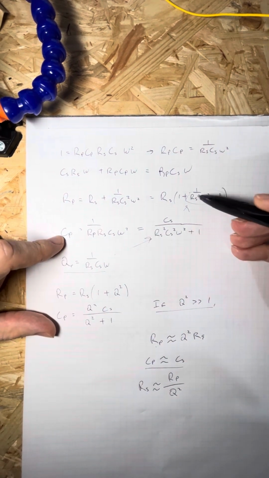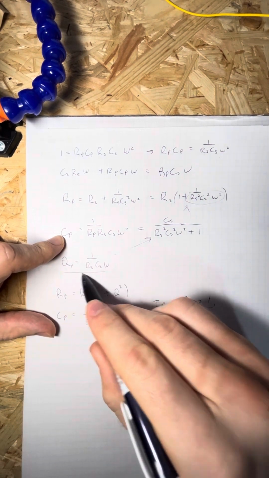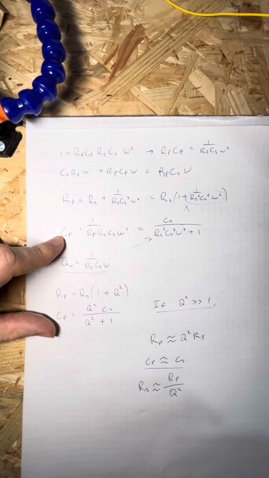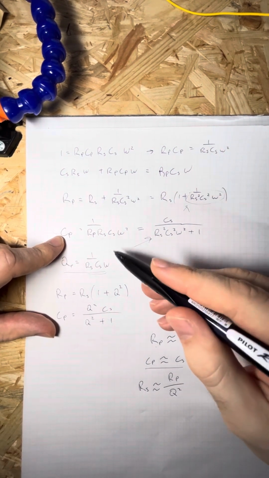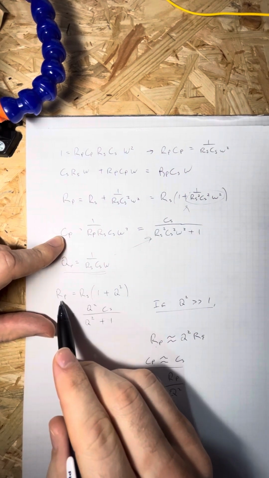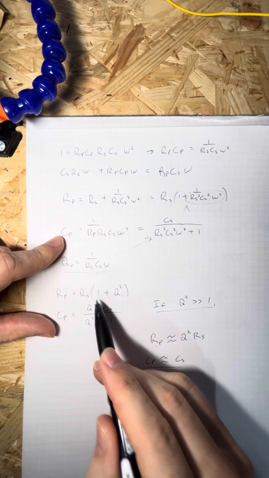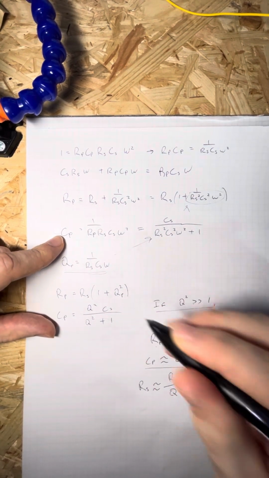And this 1 over Rs squared Cs squared omega squared, we're going to rename the quality factor for this parallel configuration of a resistor and a capacitor. And we're going to say that the resistance in parallel is equal to the resistance in series times 1 plus the quality factor squared for parallel.